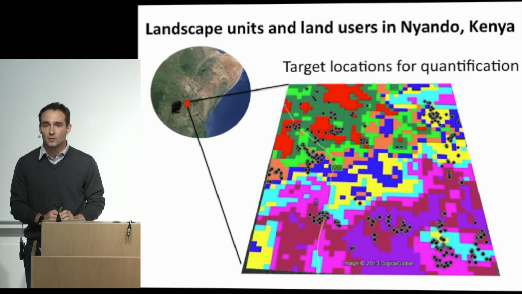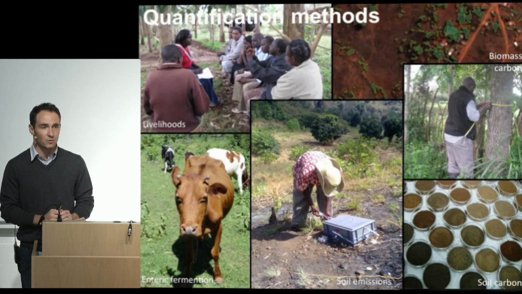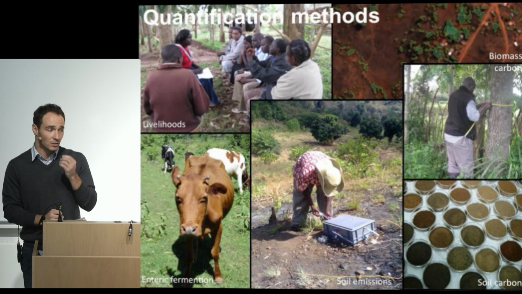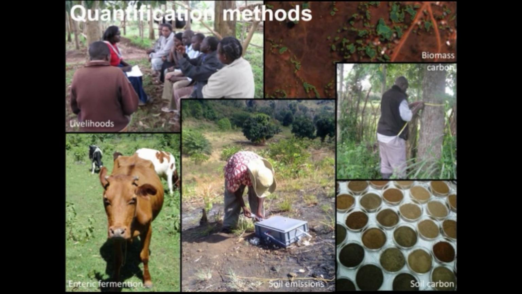And so what kind of measurements do we make? We measure all of the sources and sinks that we've talked about. We use everything from remote sensing and biomass inventories, and we do quite a bit of soil emissions and soil carbon as well. But all of that is only a piece of what we do. We equally focus on livelihood transitions and livelihood indicators as well. And we do that through individual farmer household surveys as well as focus groups, as you can see up here.